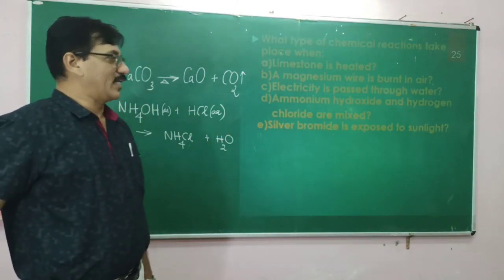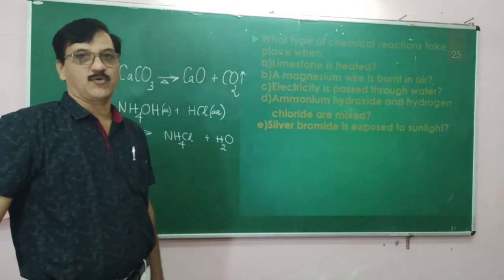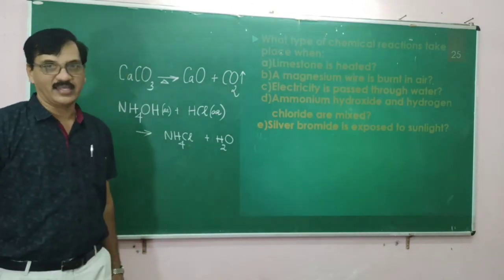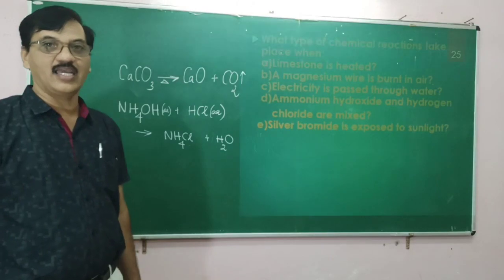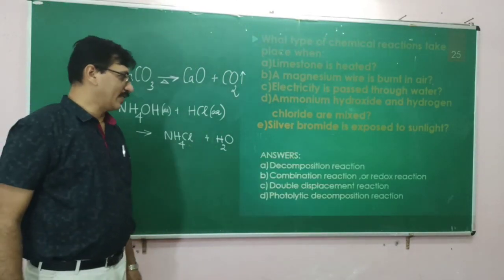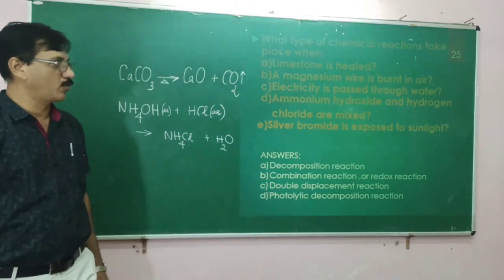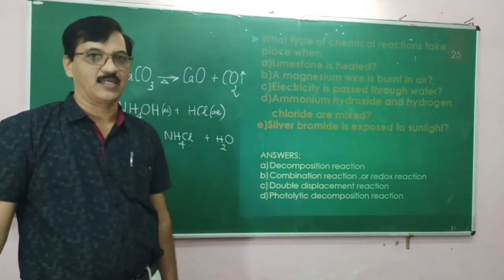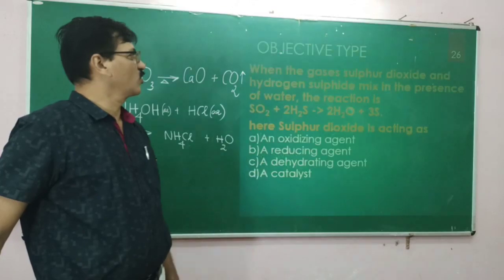Silver bromide is exposed to sunlight. It is a photolytic decomposition reaction. Silver bromide AgBr will give Ag and Br. Right? So a photolytic decomposition reaction takes place when silver bromide is exposed to sunlight. Okay, these are the answers to this question.